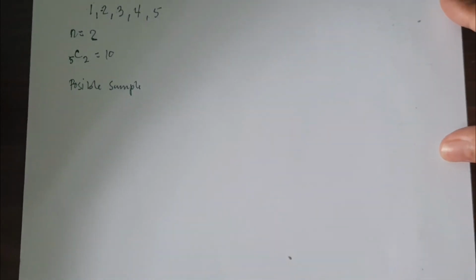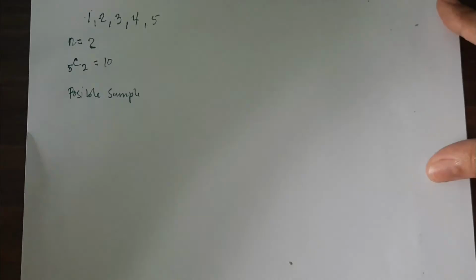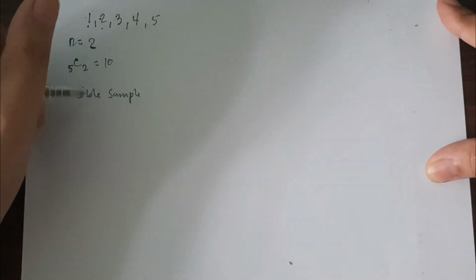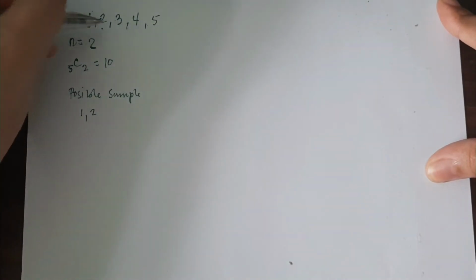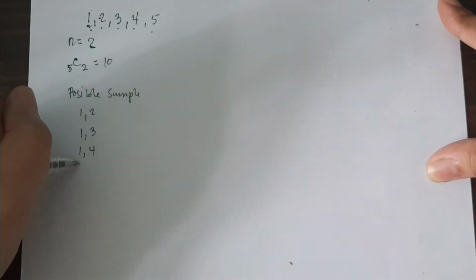So, yung possible sample natin dapat 10. So, mag-start tayo mag-combine ng 2, ng size of 2. So, first is 1, 2, 1, 3, 1, 4, 1, and 5.